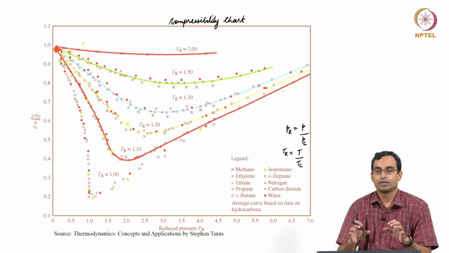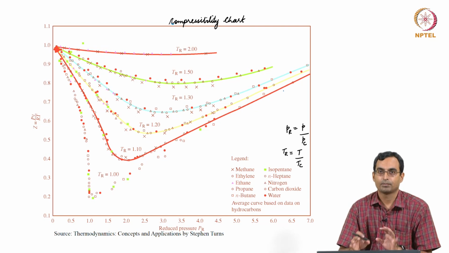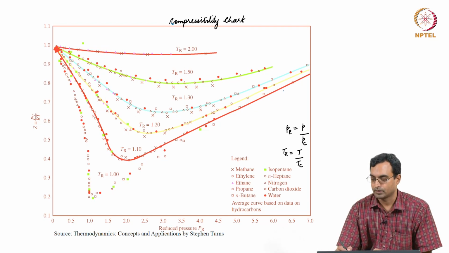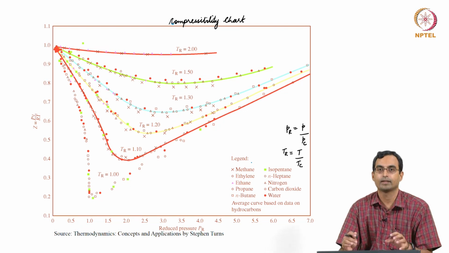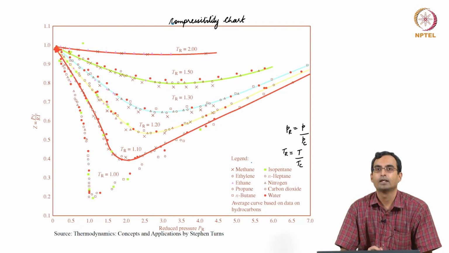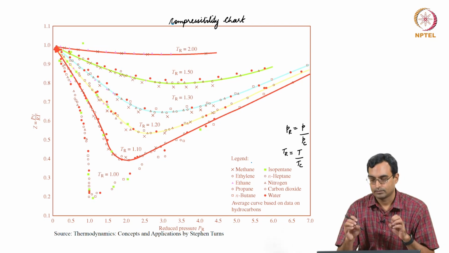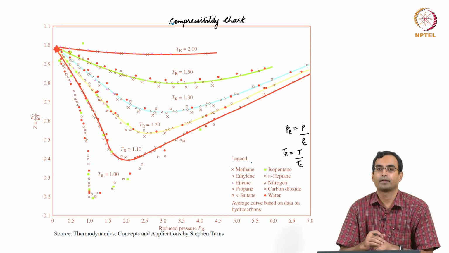So, I can use this single plot to find out a relation between properties of various substances, whether it is carbon dioxide or water or nitrogen or methane. I do not have to worry about what it is. As long as I have this plot, I can compare all of these substances and find out properties and relations between them.